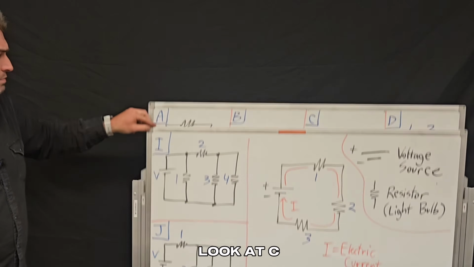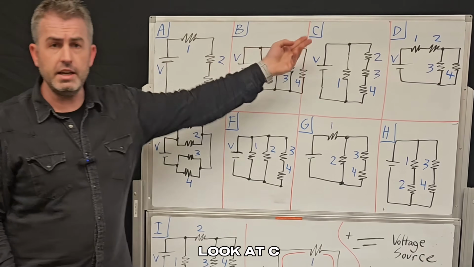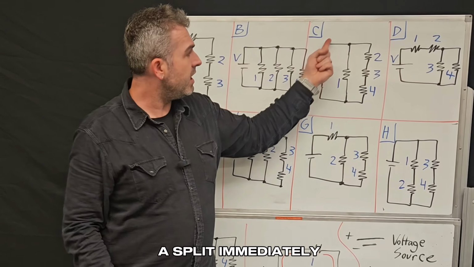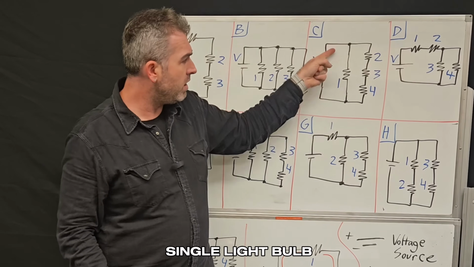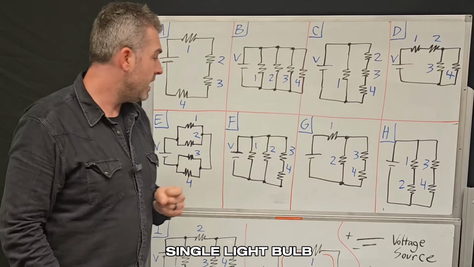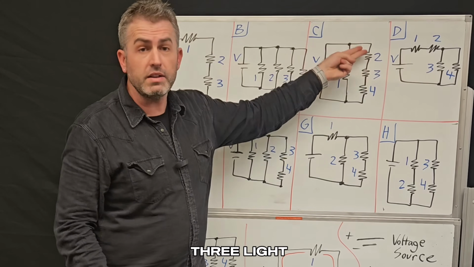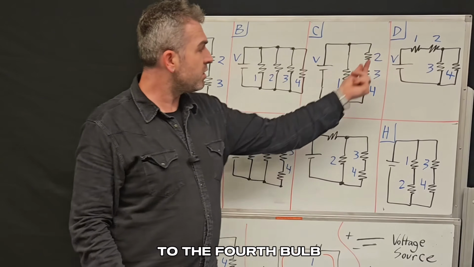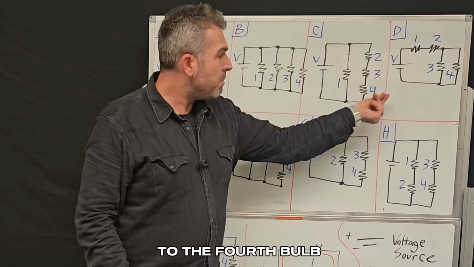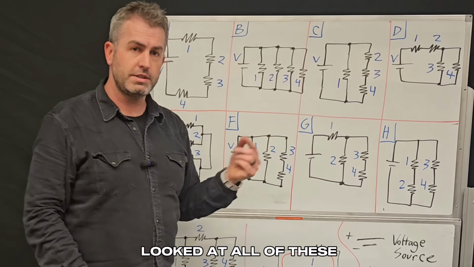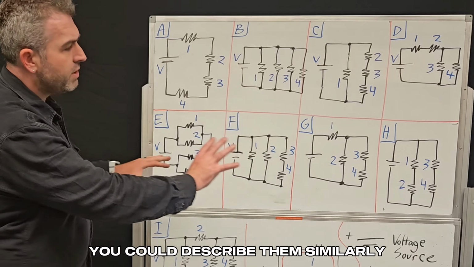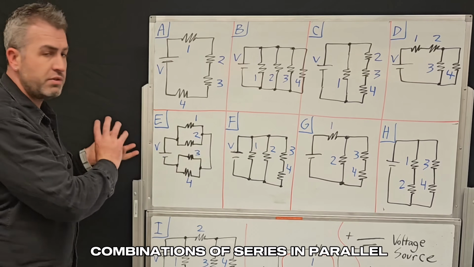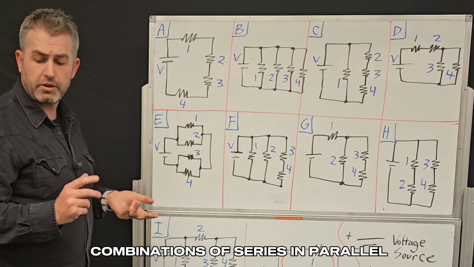Let's go back and look at C. So C has a split immediately. On one of the paths, we have a single light bulb. And then on the other path, we have three light bulbs in series. So this is three in series wired parallel to the fourth bulb. And if you looked at all of these, you could describe them similarly. They're all just various combinations of series and parallel.